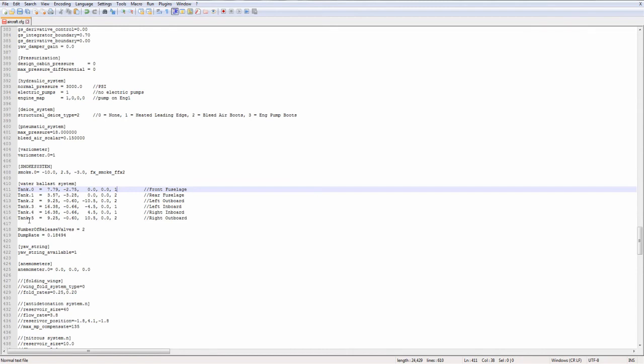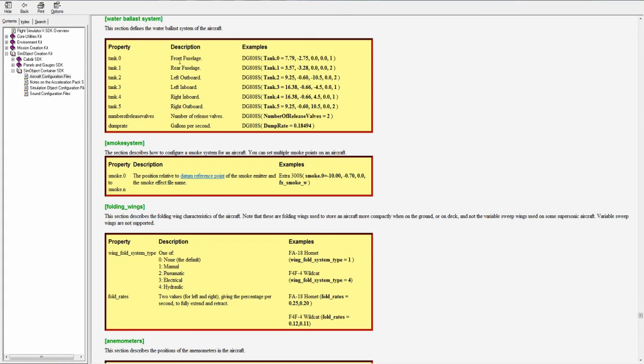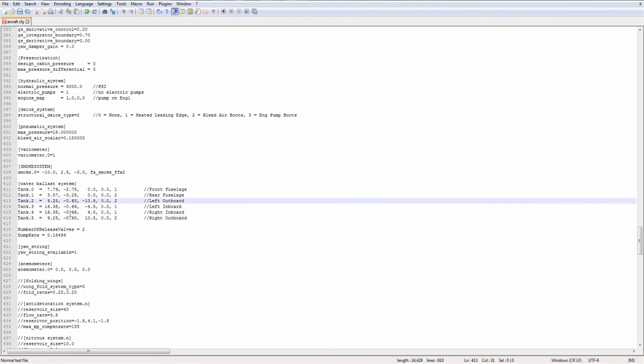The default DG808S has a water ballast system. And at first it looks like you can have several tanks, but it really only has these 5. And I don't know what this number means, and the SDK doesn't tell us much. Tank 0 is always the front fuselage for some reason. Tank 1 is rear fuselage, 2 is left outboard, 3 is left inboard, 4 is right inboard, 5 is right outboard. So there's really not much to go on here. I'm guessing that this first number is the gallons that the tank can hold, and the next 3 numbers are the position, I have no clue what the 5th number is. I can't even think of anything what it might be.